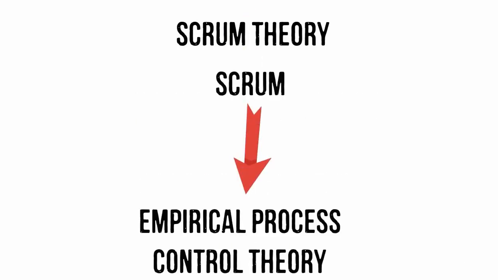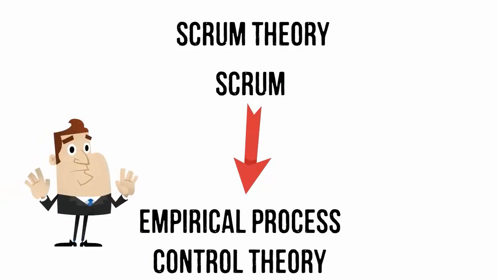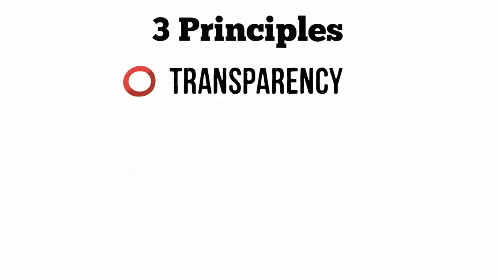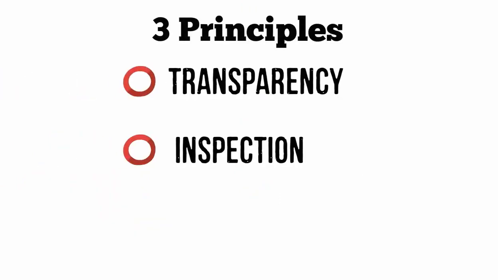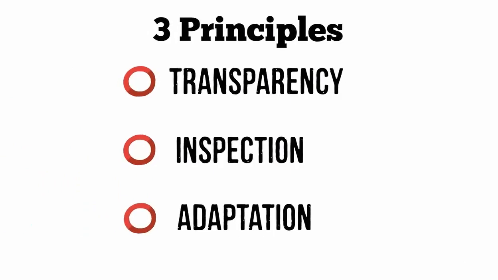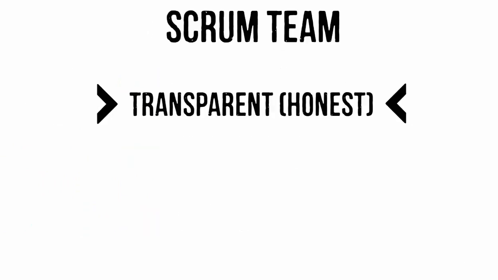Scrum is based on empirical process control theory. The idea is very simple, so do not let the name worry you. It consists of three principles: transparency, inspection, and adaptation. The idea is that the Scrum team agree to be transparent, honest, in all that they do on the project.